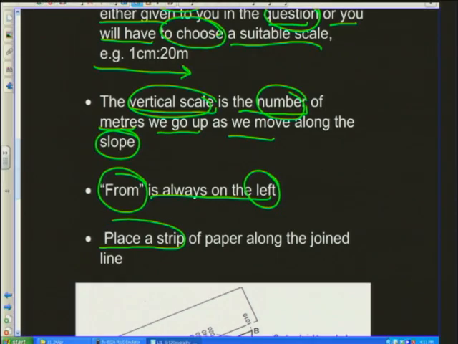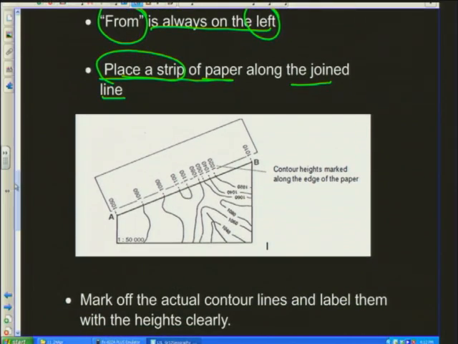The first step in order to draw a cross-section is to place a strip of paper along the joined line. In the same cross-section, there's our point A and there's our point B. Note, we've got our contour lines that are moving across. However, once we place a strip of paper across, we are able to determine and mark off each of these contour heights. And note, the distance between each of these lines is 20 meters. And from there, you will see that what we do with the strip of paper is mark off where it crosses the line between A and B.